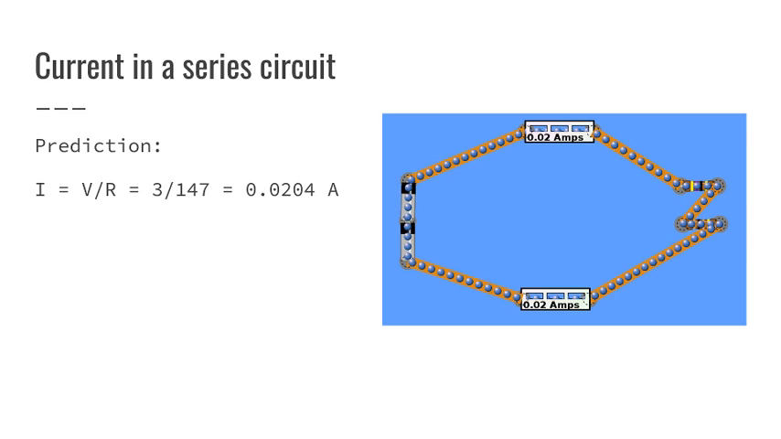The first circuit we made in this lab was a series circuit which contained two 1.5 volt batteries, two ammeters and two resistors, one with a resistance of 47 ohms and another with a resistance of 100 ohms. We were asked to predict the current which the ammeters would read. To do this, I divided the voltage of the two batteries by the total resistance in the circuit. This gave me a value of 0.0204 amps, which was reflected in the model.